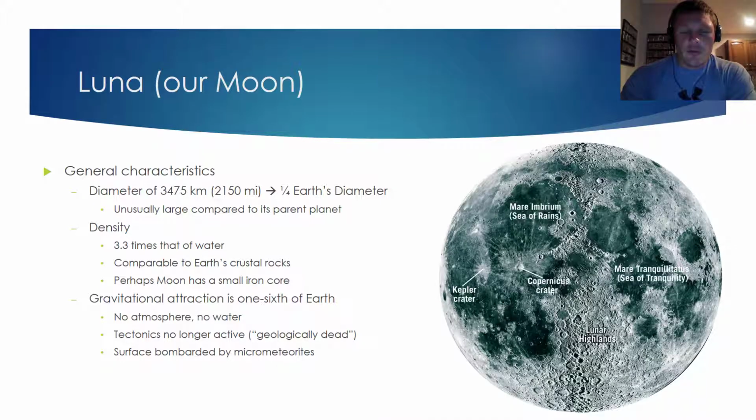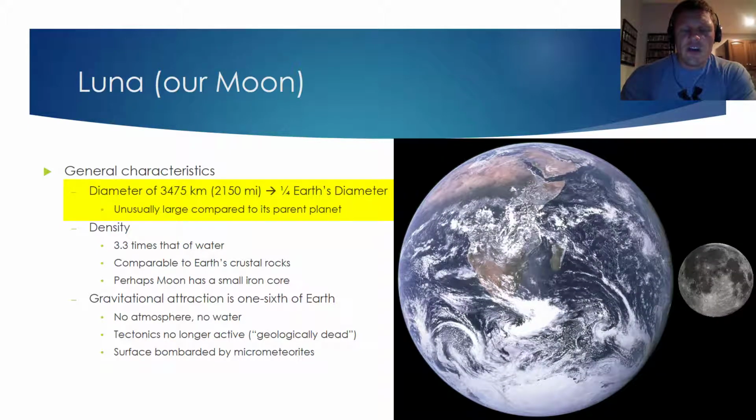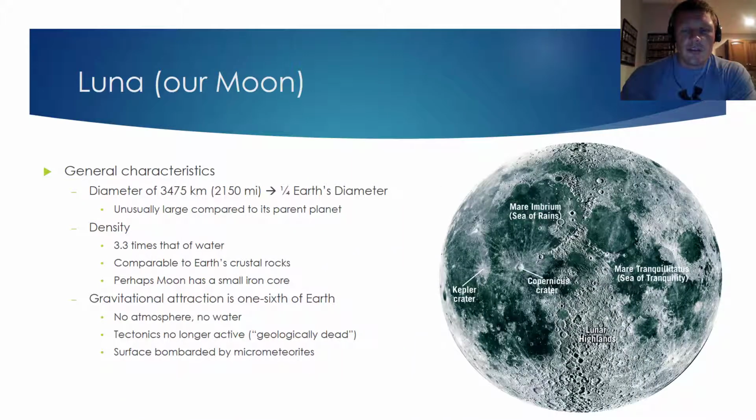Some general characteristics for the moon include a diameter that's 1/4 of Earth's diameter. Our moon is unusually large compared to its parent planet. Another characteristic that's very important that gives us clues to the moon's formation is its density. With a density of 3.3 times that of water, the moon's quite a bit less dense than Earth.